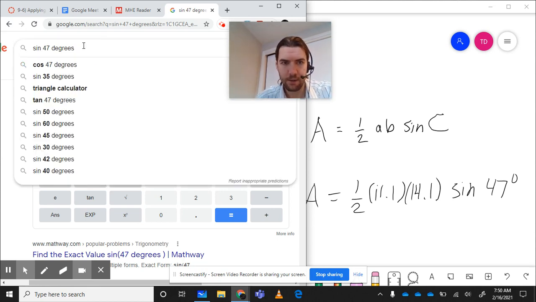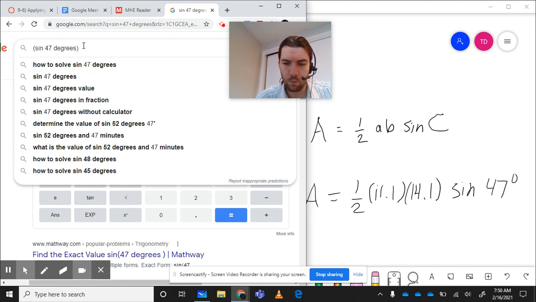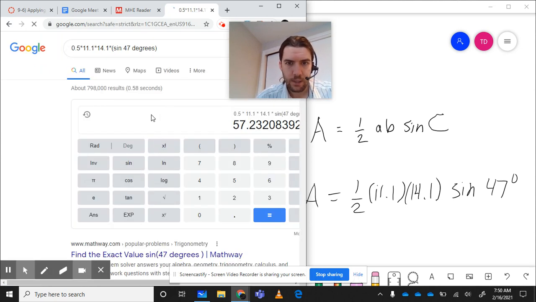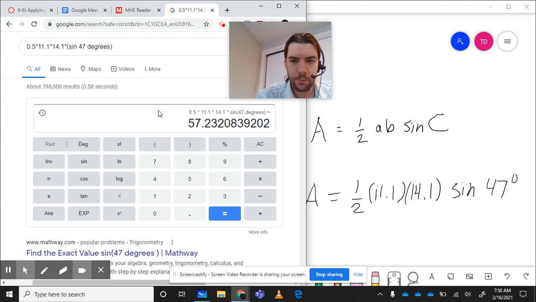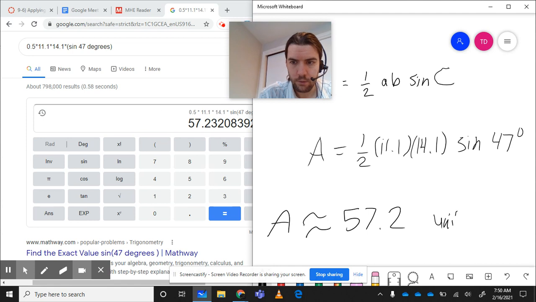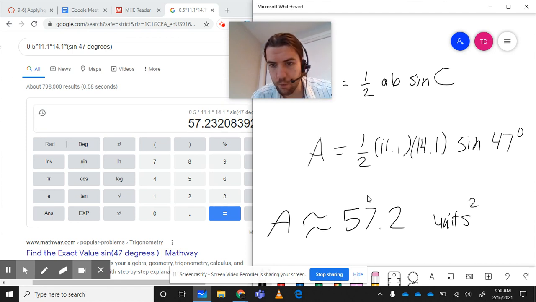So we're going to be taking that, multiply it by 1/2. So I'm going to call that 0.5 multiplied by 11.1 multiplied by 14.1 multiplied by that sine of 47 degrees. And our answer appears to be approximately 57.2 units squared. I'm not sure what those units were, if they're meters or feet or whatever they were, but I'll just say units squared because it's an area. Square units are areas. So 57.2, and that's how we get there.